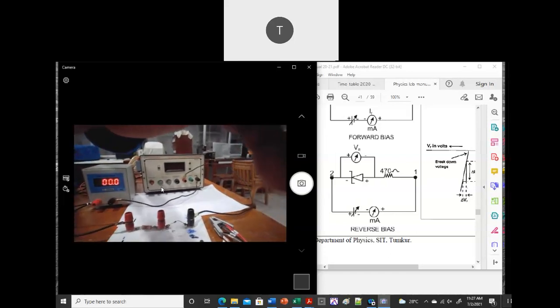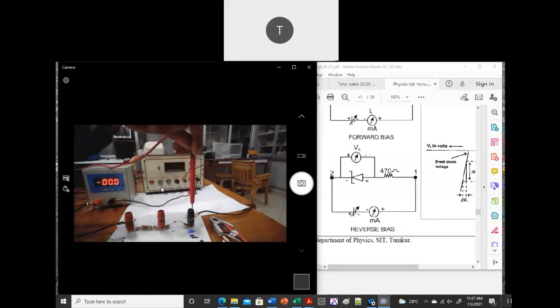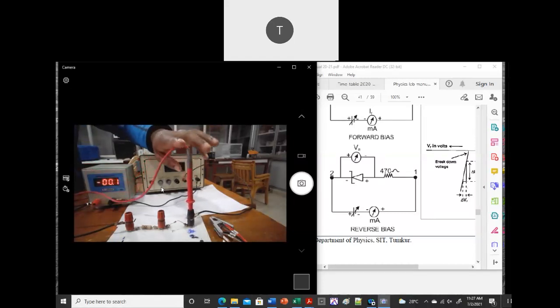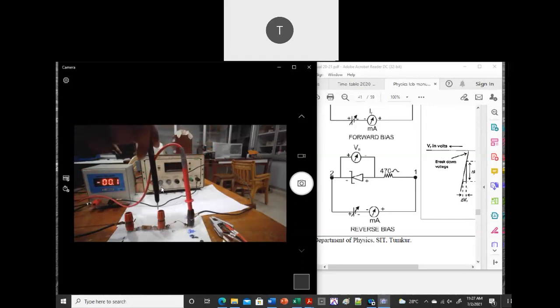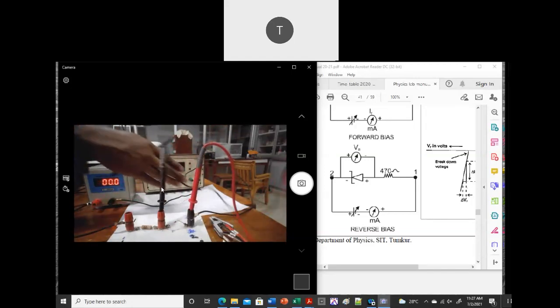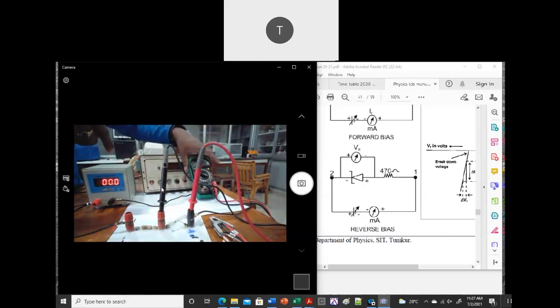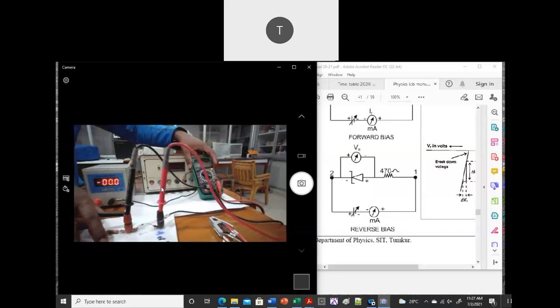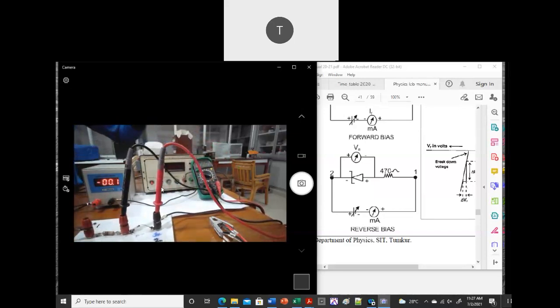Now the same thing, you again connect your voltmeter. When you connect the voltmeter, as you can see, the battery positive is coming to this side. So I am connecting the positive of the voltmeter here, and the other end is going to the negative of the voltmeter. Now you can switch on your power supply, and again you repeat the same thing.